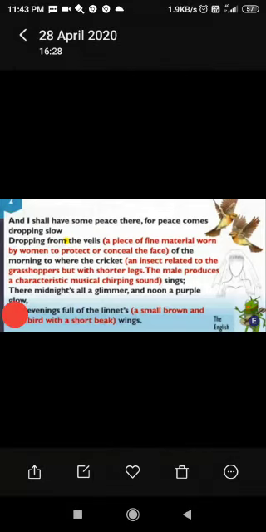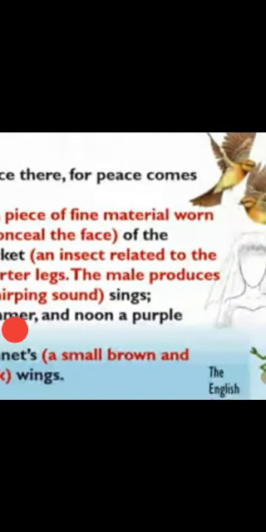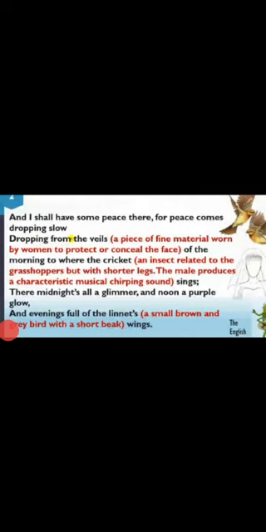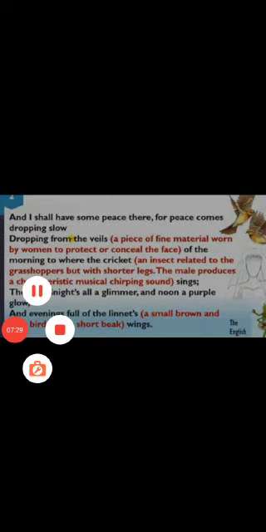The next word is linnets. Now what do you mean by linnets? A linnet is a kind of bird. As you can see here, this is the bird we are talking about. So a linnet is a small brown bird.